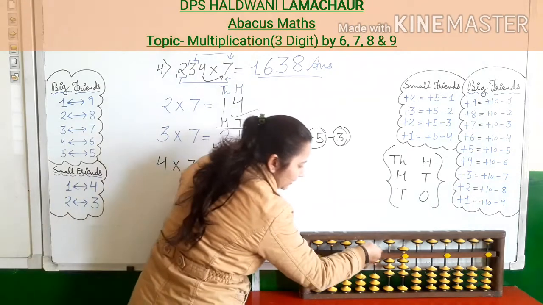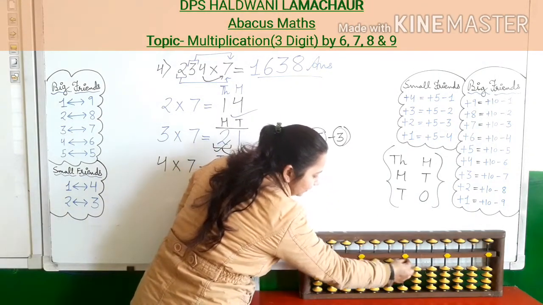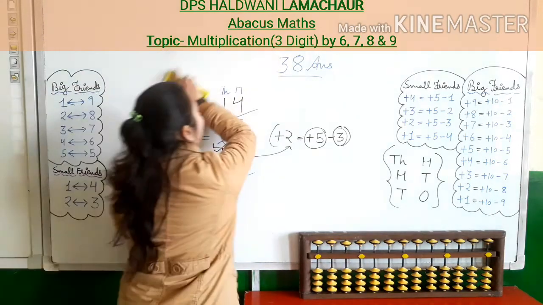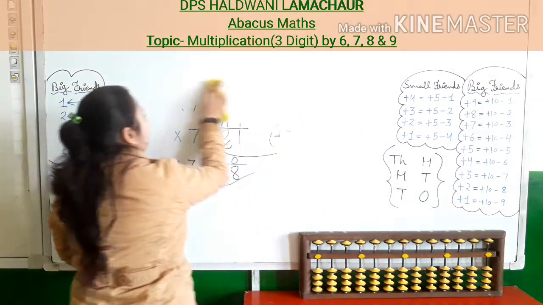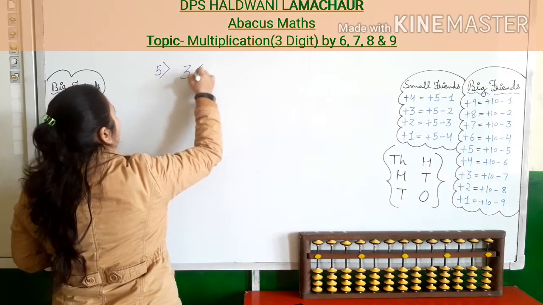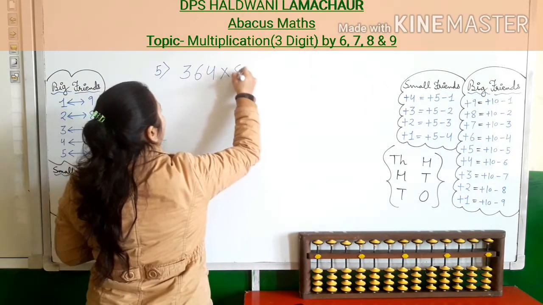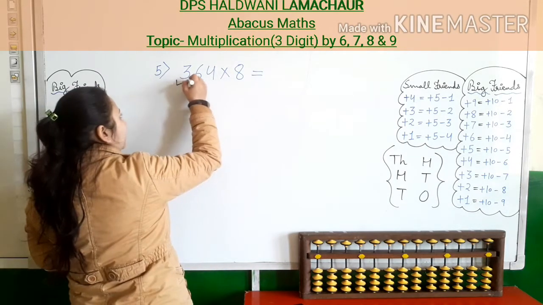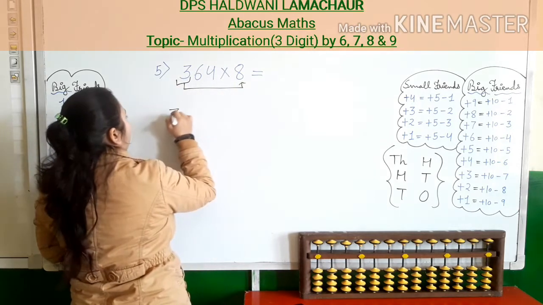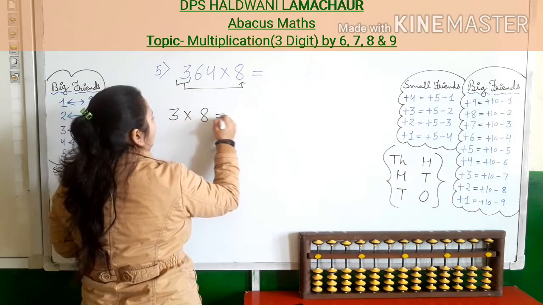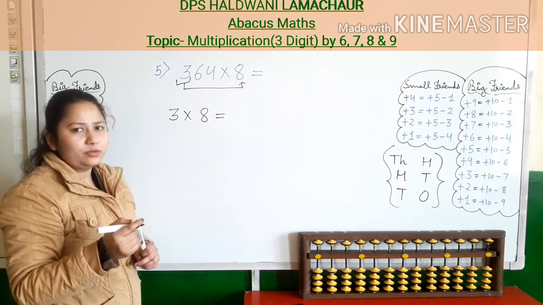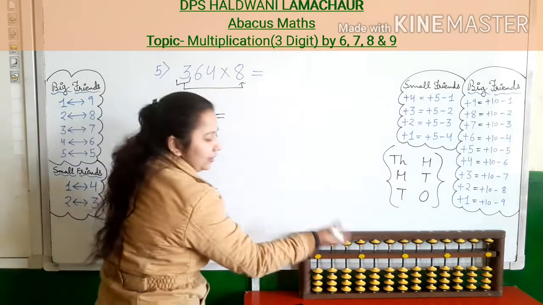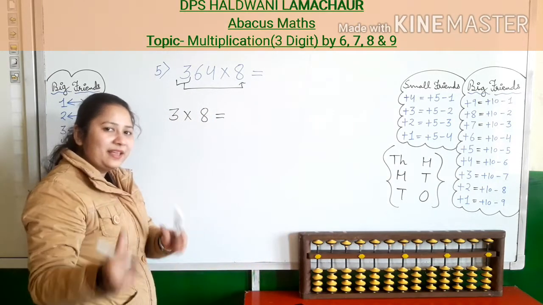Before starting the new sum, set your abacus, upper beads up, lower beads down. Now we will move to the next sum, which is multiplication by 8: 364 multiply by 8. Now multiply the first digit with 8 first of all. Now kids, we can do it like this also: we will multiply each digit with 8 first of all, then we will add it in the abacus. Is it fine? Very nice.